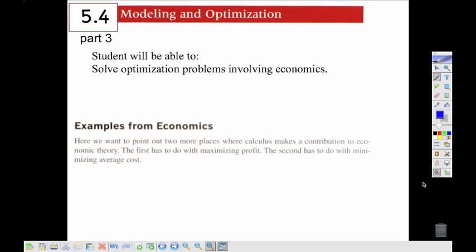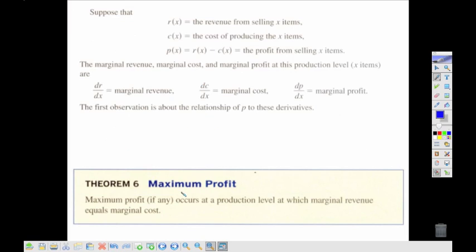In this part of 5.4, we're going to be looking at modeling and optimization problems for economics. So we're mostly going to be looking at profit, cost, and revenue. So the first part is looking at profit. Now, if you remember, profit would be equal to our revenue minus our cost.